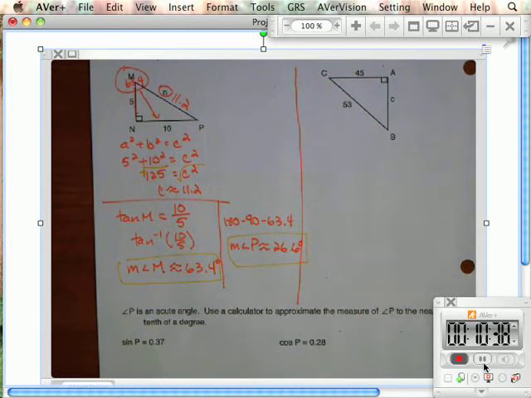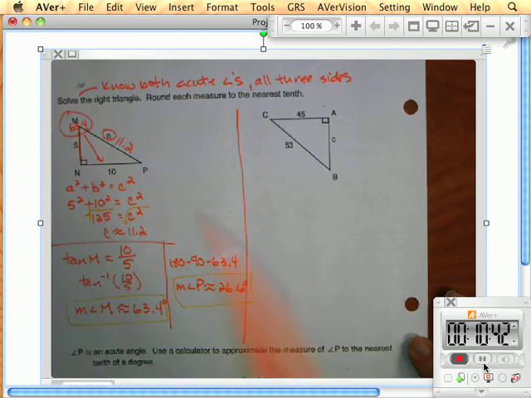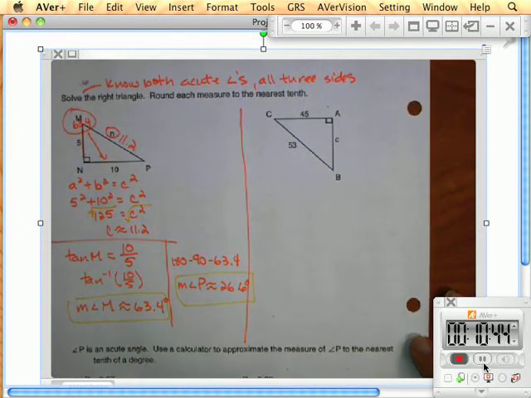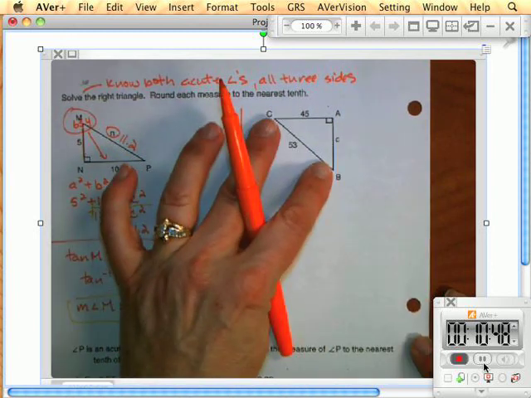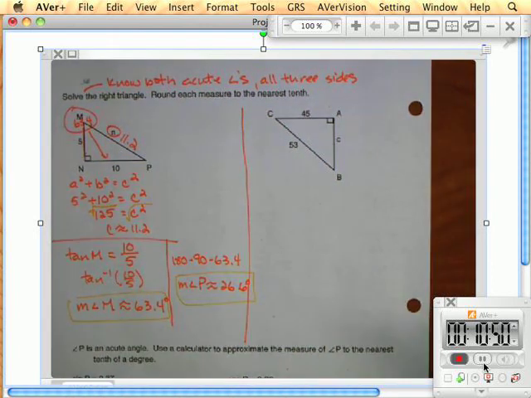Okay? All right. This one is exactly the same as this. I want you to try it. Work through this, find the unknown side, and find the two acute angles. In whatever order you want, using whatever ratios work.